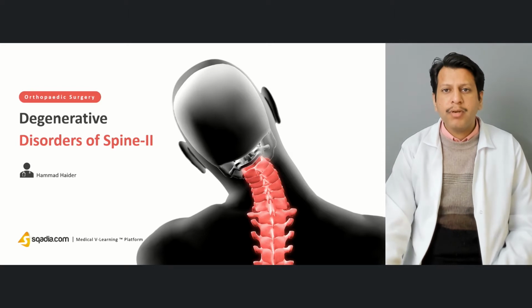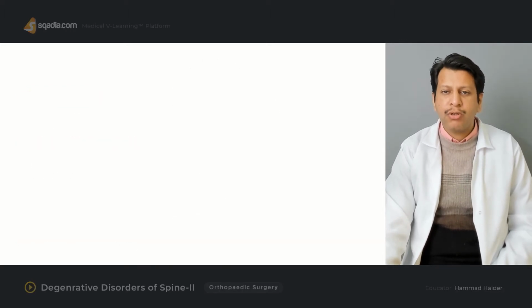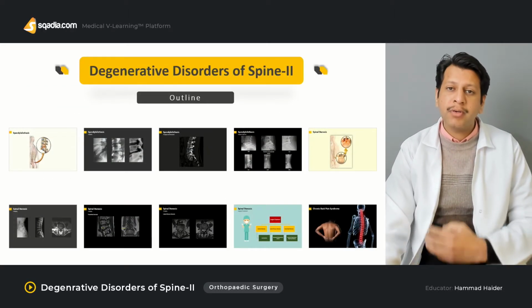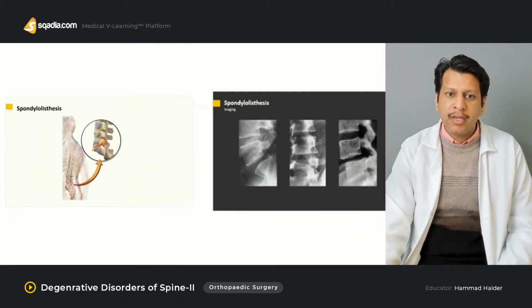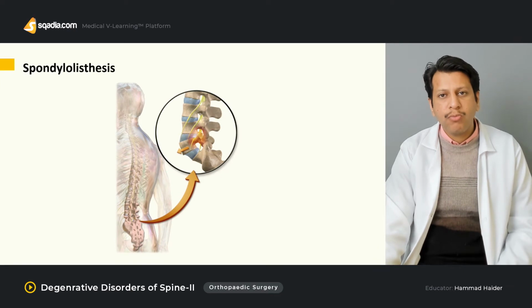Today our topic is Degenerative Disorders of Spine. In this we'll be discussing briefly spondylolisthesis, what spondylolisthesis or vertebral slip is, what the different causes of vertebral slips are, and how we classify it.